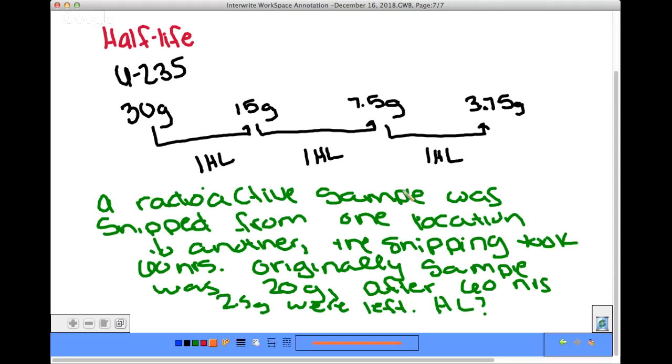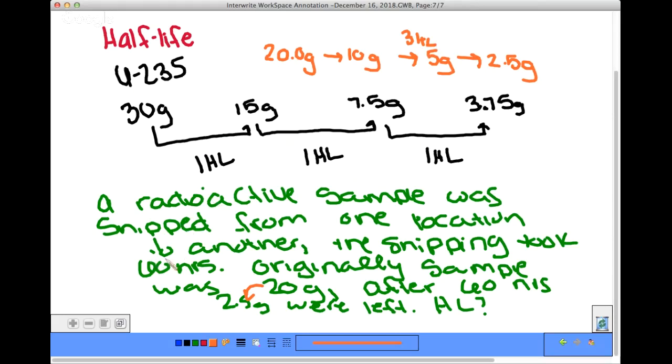Okay, so the first thing we need to figure out is how we got from 20 to 2.5. So if I have 20 grams, my first half-life, I would have 10 grams. My second half-life, I would have 5 grams. And my third half-life would be 2.5 grams. So what we see is that 3 half-lives have passed.